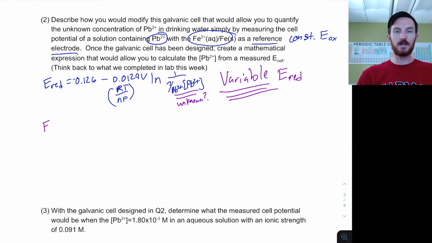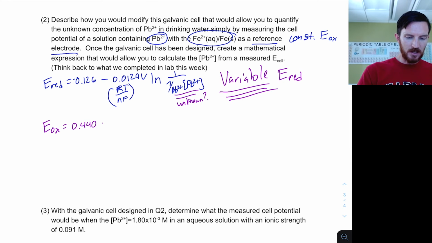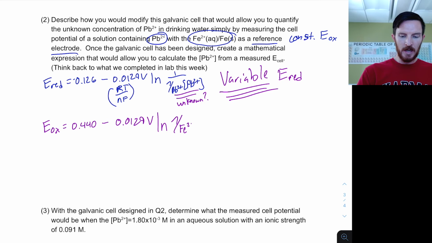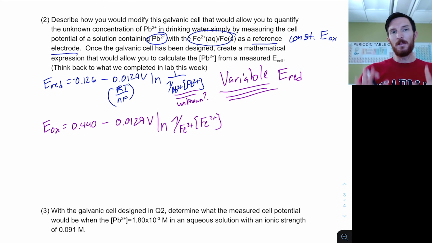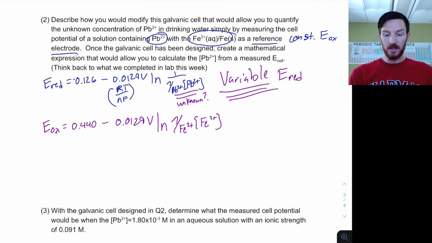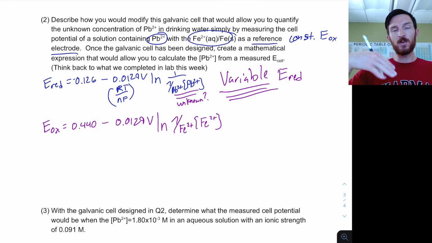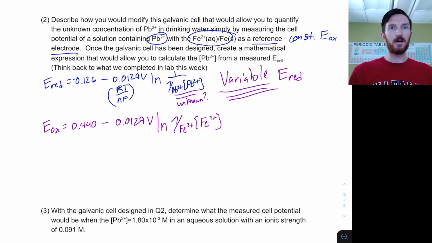However, when we're looking at our oxidation potential, what we'll see is that it is 0.440 minus our RT over nF, 0.0129 volts, times the natural log of the activity of our iron ions and the concentration of those. So we need this to remain constant. That means that if this reaction proceeds and we produce more iron ions, those iron ions somehow come out of the solution.